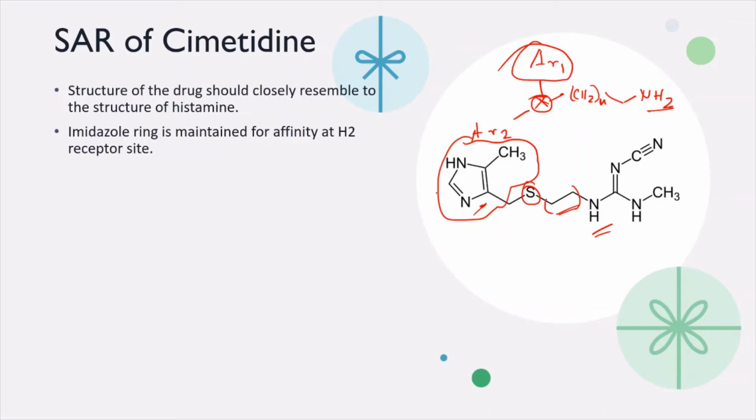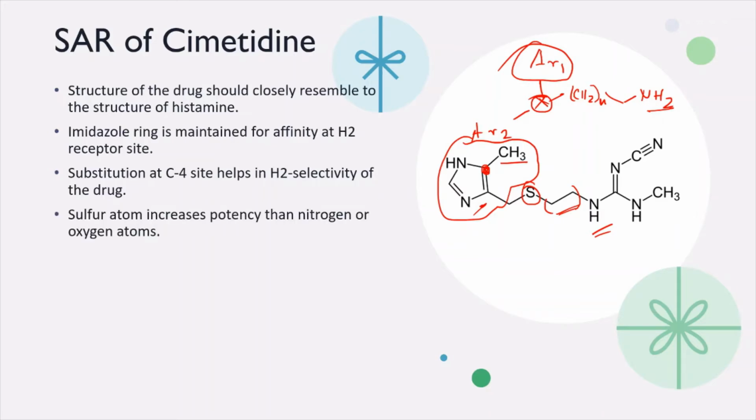Next, substitution at the C4 site helps in the H2 selectivity of the drug. Now which one is the C4 site? Here the C4, the carbon 4 site, is mainly this carbon which we are talking about. Considered from this nitrogen, this C4 is important for the H2 selectivity of the drug. The sulfur atom which is there, it is more potent when compared with nitrogen or oxygen. As we know, this kind of linker moiety can be nitrogen, carbon, oxygen, and so on. So in the case of cimetidine, nitrogen and oxygen will have some better activity.